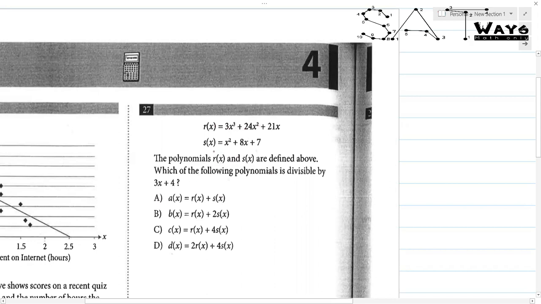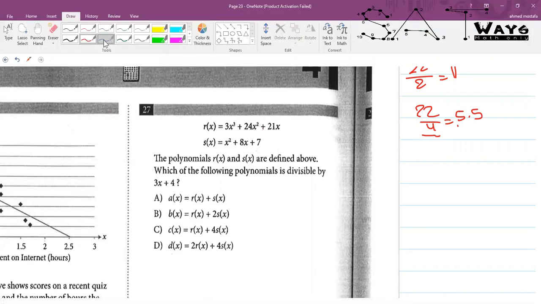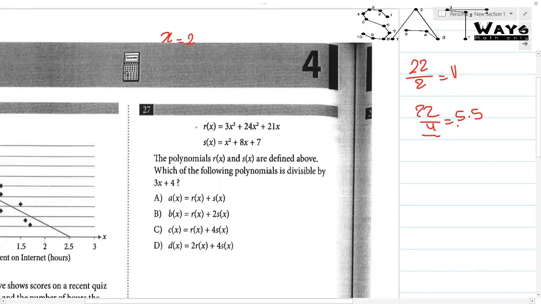Divisible by 3x plus 4, or divisible by any number, means the result is an integer, not a fraction. Just like 22 divided by 2 is going to be 11, which is divisible, but 22 divided by 4 is going to be 5.5. This means it's not divisible. All right, so the easiest way is to put a number instead of x and then try. We are going to substitute x equals 2 in all of the functions we have.